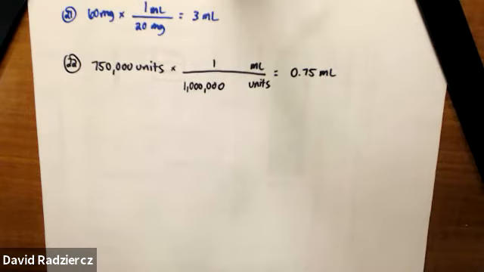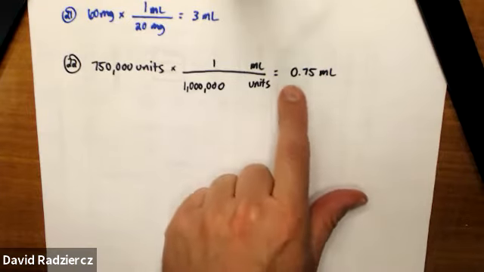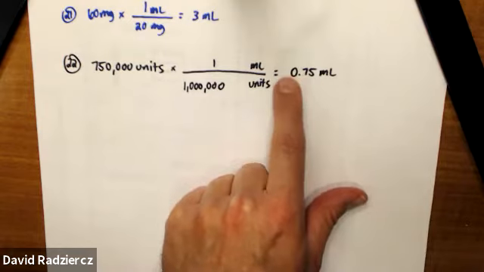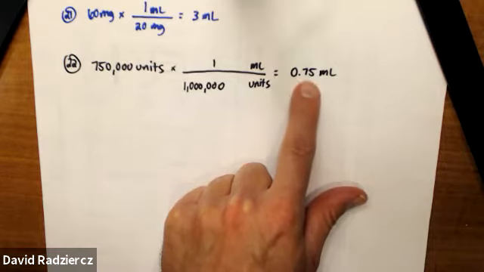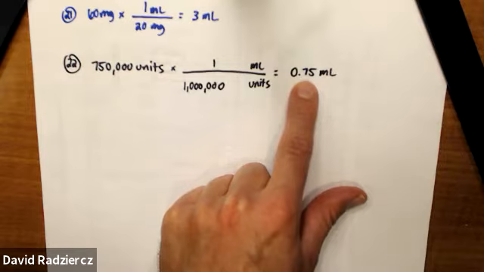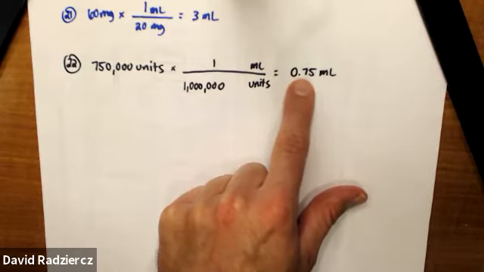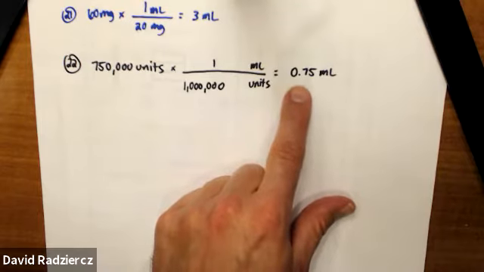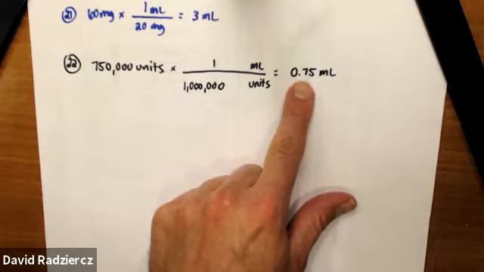Keep in mind that when you're rounding a number less than 1, you're going to round to the nearest hundredth place. So let's say this was 0.755, then you could round that to 0.76. But because it stops at the 5, you stop at the 5. Do not round this to 0.8. That would not be the right answer. If you have a number greater than 1, so let's say this answer was 1.75, then you would round to 1.8.